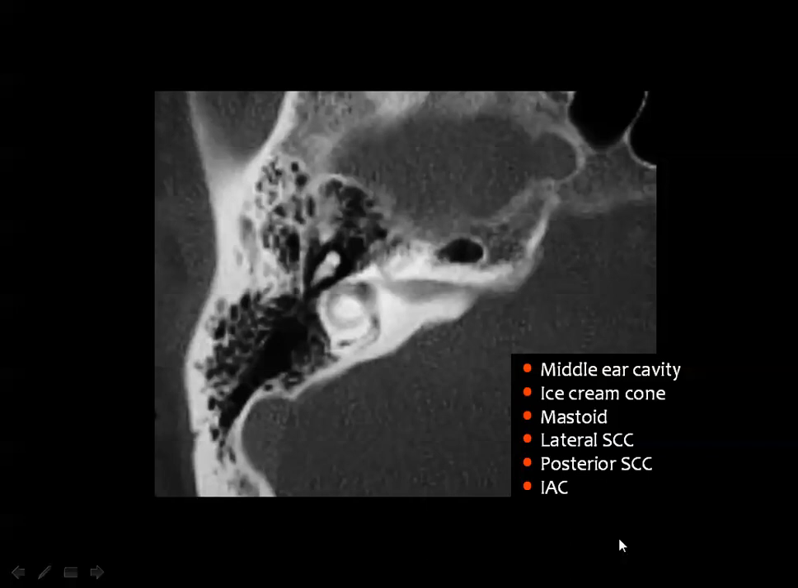Then once more here you can see the middle ear cavity, of course, and you can see the ice cream cone, yes, and you see the aditus ad antrum, the mastoid antrum, mastoid air cells, the lateral semicircular canal, the vestibule, the posterior semicircular canal, and also you can appreciate the internal auditory canal.